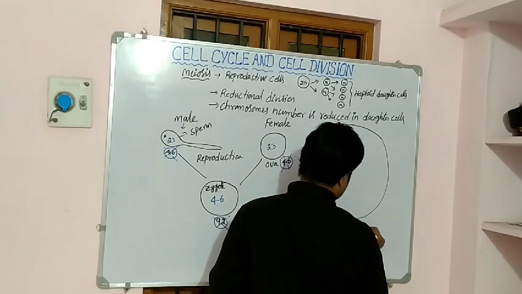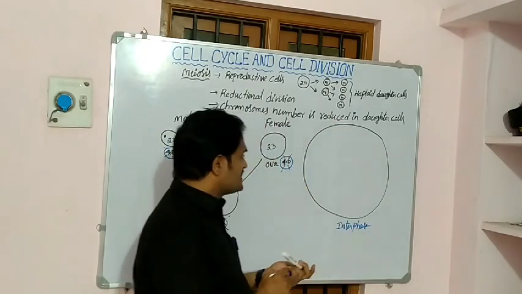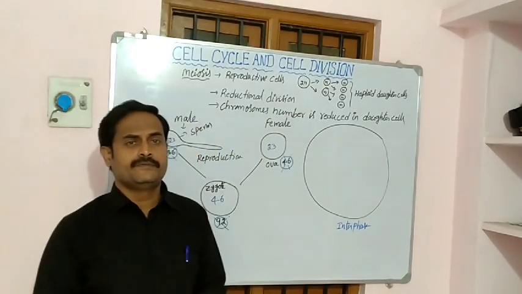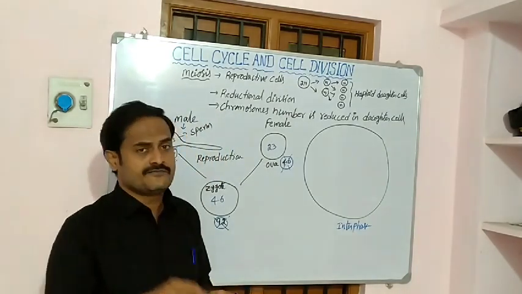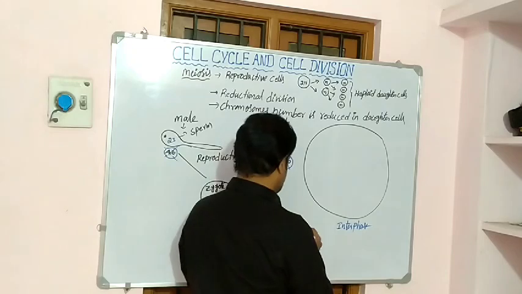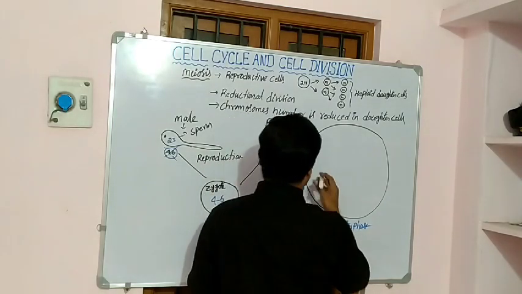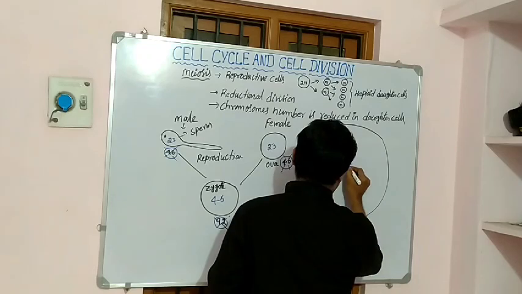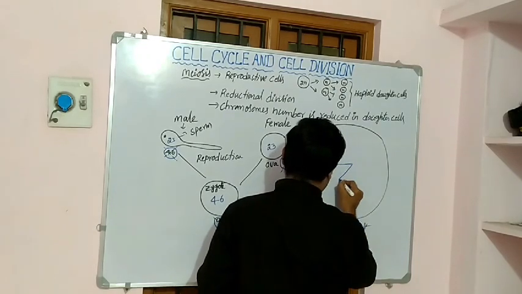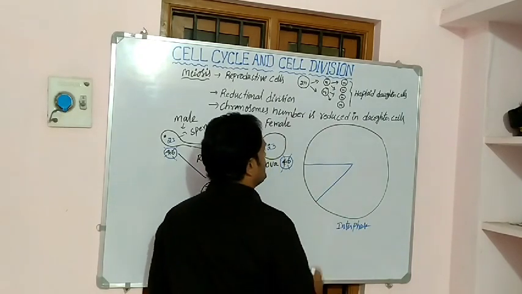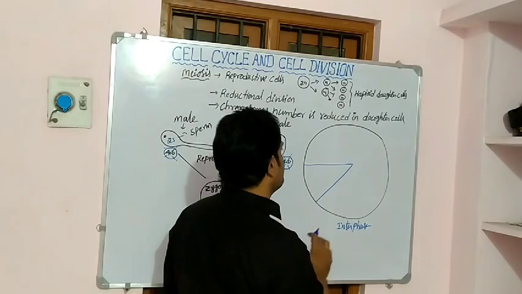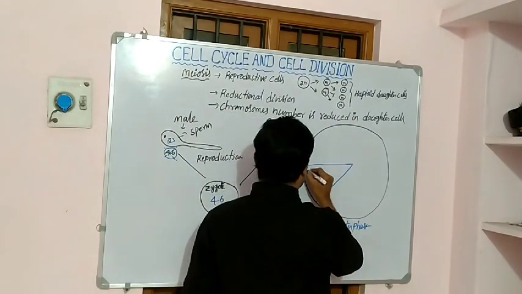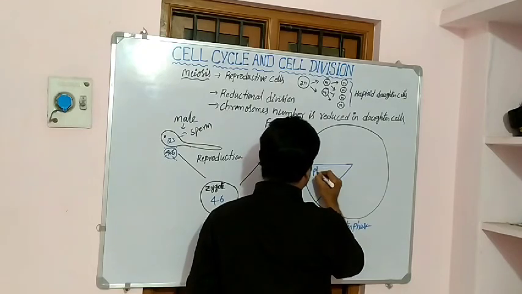Interphase. The interphase is not a single type. It has some different phases. What do the phases mean? See here, I am going to draw the diagrammatic view. This is one phase, and this phase is called M phase, remember.